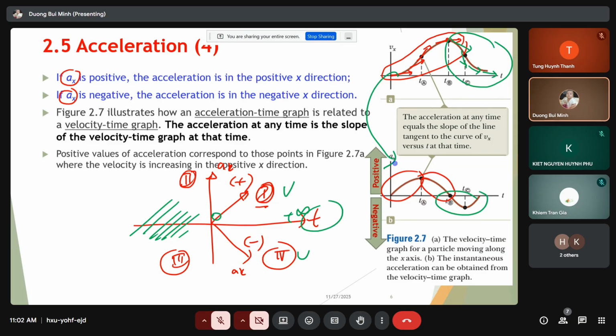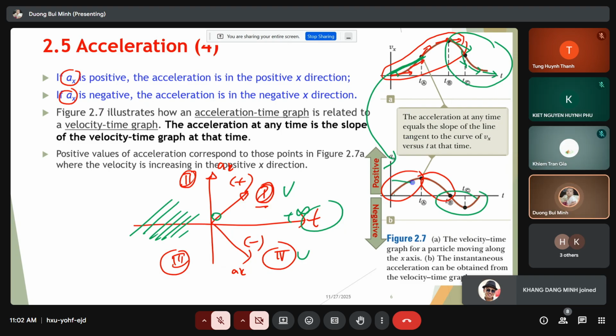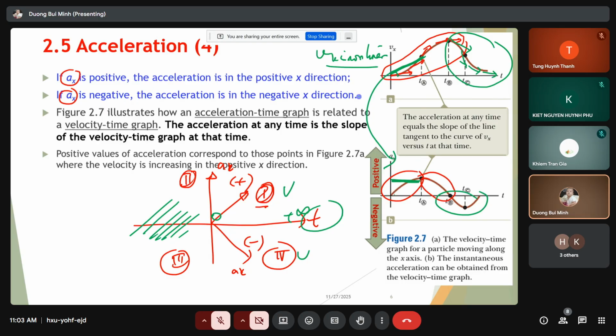From here to here. As mentioned before, we don't know exactly whether Vx is linear or non-linear, so here we just draw the curve as non-linear. But if we have bigger, clearer figures, and if Vx is linear, then Ax will be constant. Now Vx is non-linear, so Ax may be non-linear or linear. We don't know. It depends on the power of t.